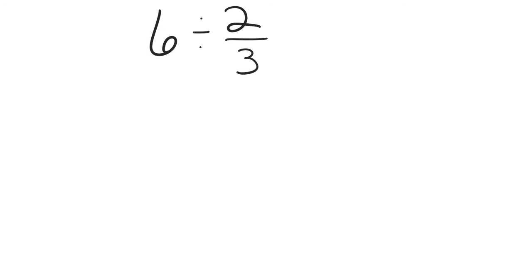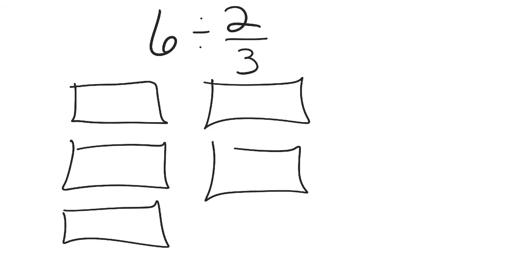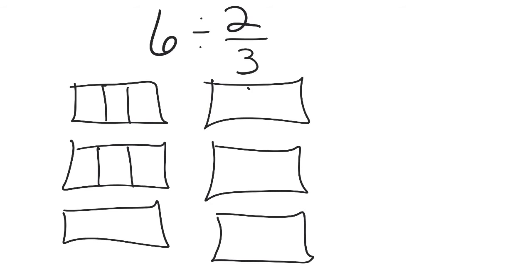Okay, so I'm going to show you 2 different ways that you can actually solve this problem. So we have 6 divided by 2/3. So the first way you can do this is to model it. So we're going to draw our 6 boxes. Sorry, they're not perfect rectangles. Okay, and then it's 6 divided by 2/3. So we're looking at thirds.